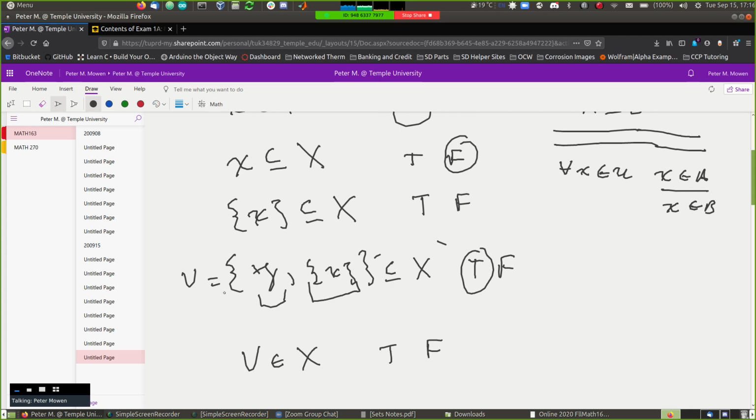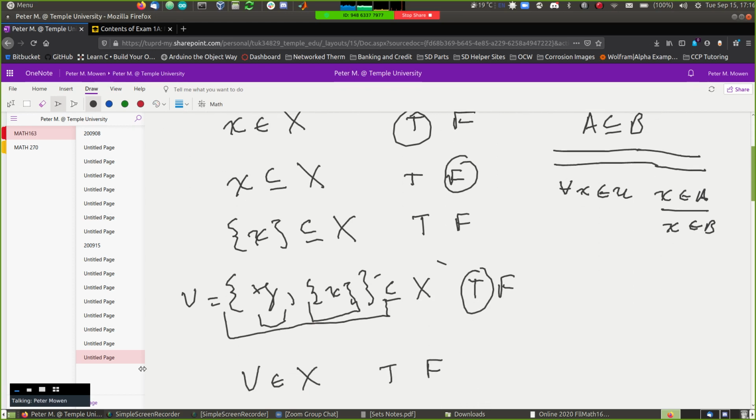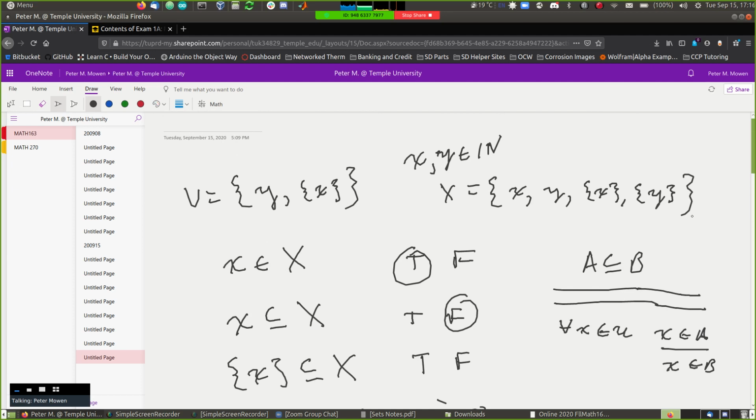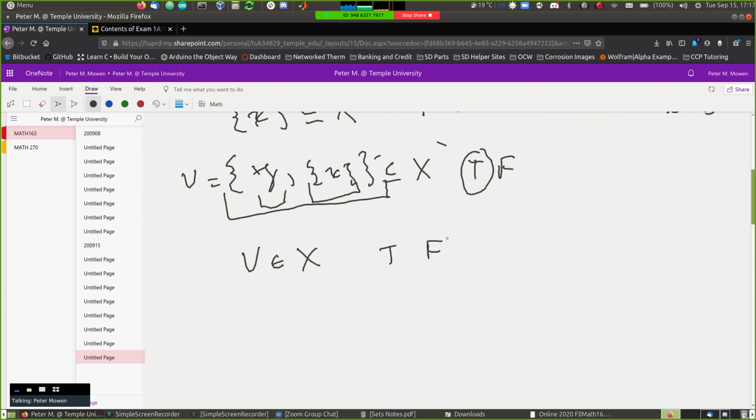Does this whole thing, that's asking, does this whole thing appear between a comma and a brace, a comma and a comma, or a brace and a comma in our set X? Does this whole thing, the set containing Y and the set containing X, does that whole object appear in X? No. Right, so this would be false. Is that starting to become clearer? Cool.